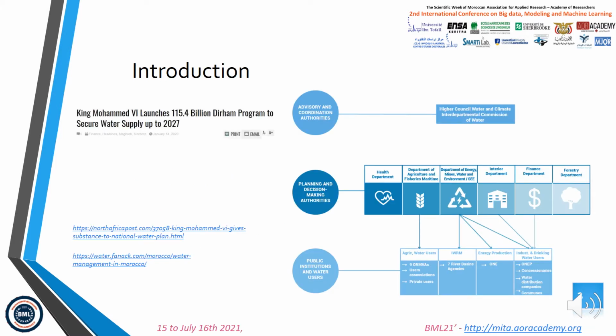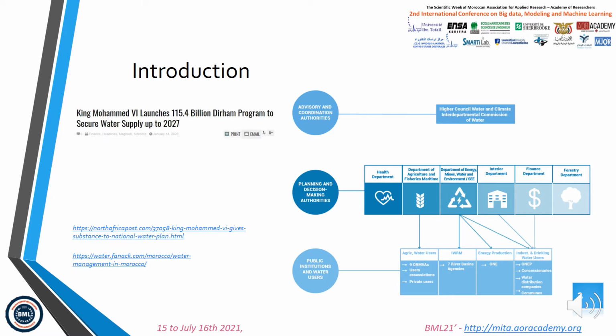Water scarcity has become a common concern for decision makers in the world, particularly in Morocco. Since independence, water has been considered an essential component of the economy. In this perspective, King Mohammed VI launched a 150.4 billion dirham program to secure water supply up to 2027.